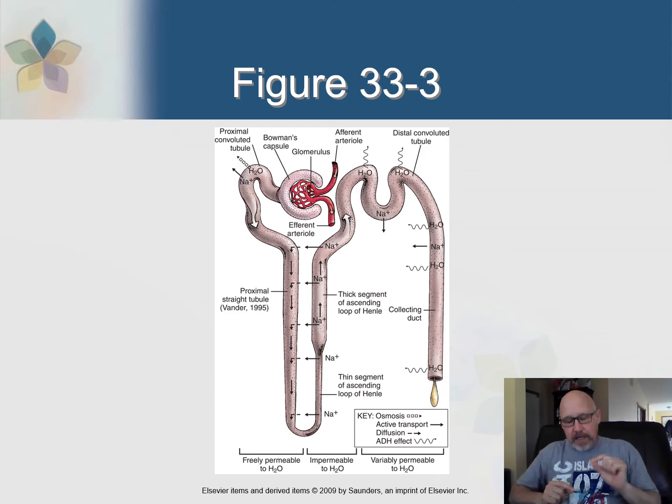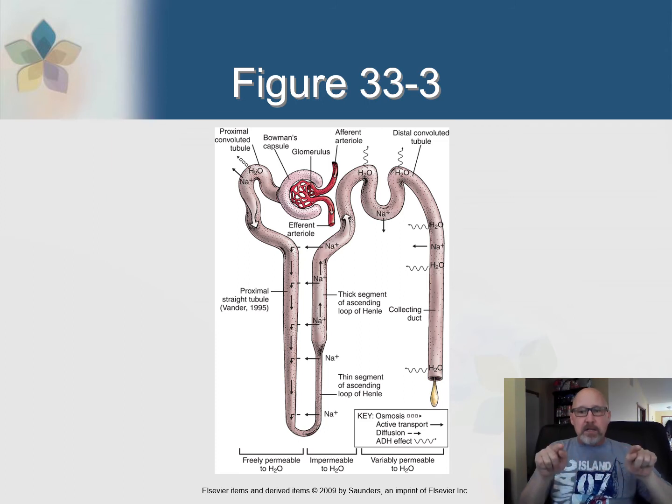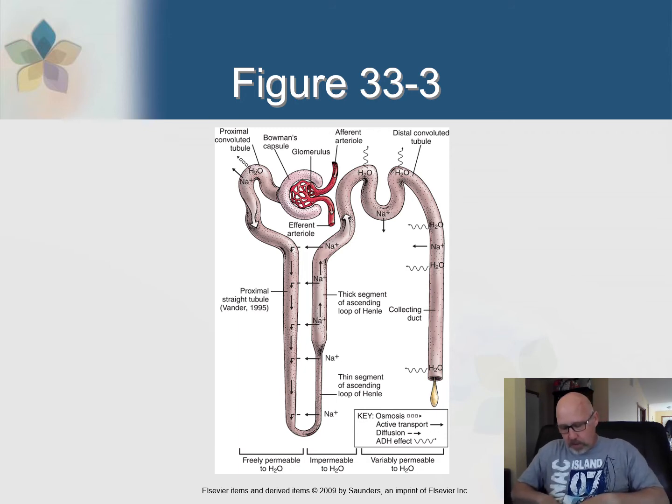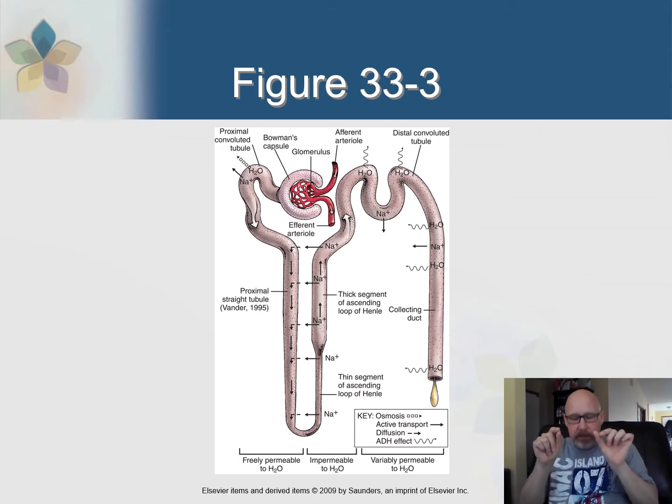Now, if you look next to the H2O, let's look at the bottom of the page. You'll see that little bracket that goes across the bottom of the page. And it says freely permeable to H2O. Then it says impermeable to H2O, and then variable permeable to H2O. That's each section of the loop.